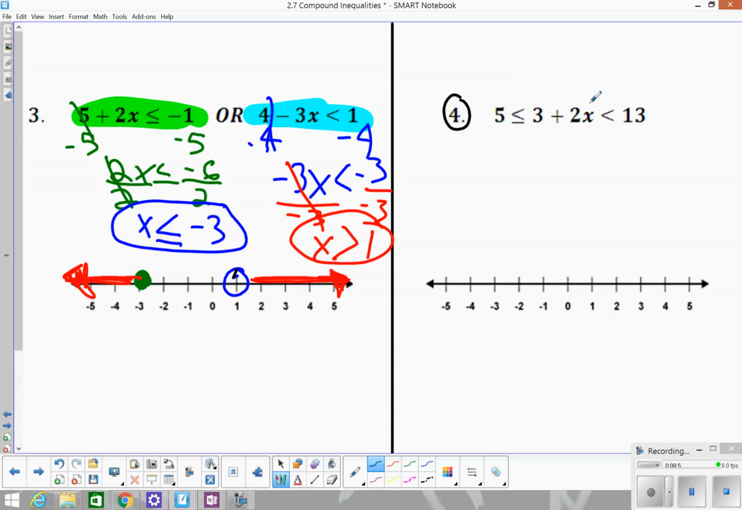Now, when we get into practice problems to decipher whether you're solving for an "or" or an "and" problem, the "or" inequalities are always going to have the word "or." So that's easy. If they don't have an "or," it's going to be an "and."